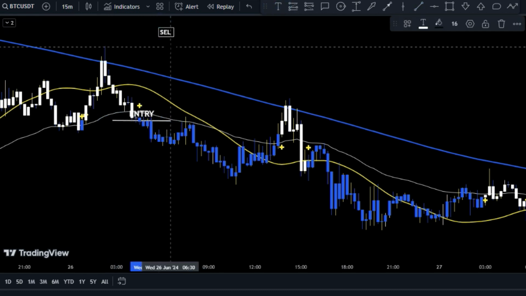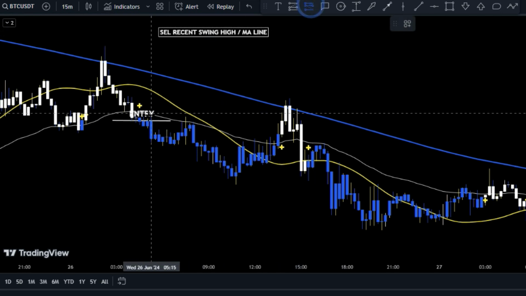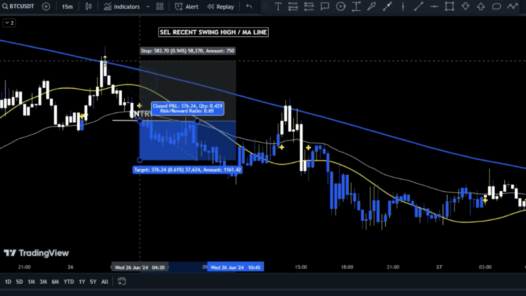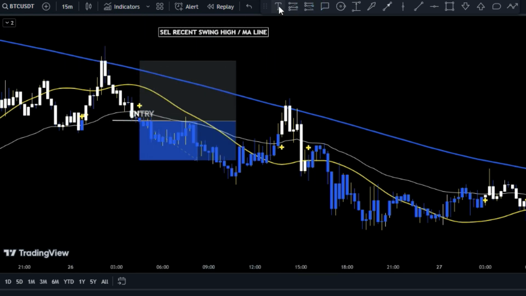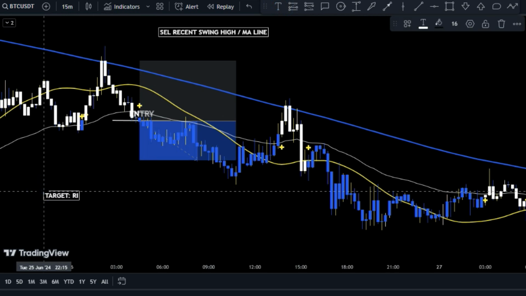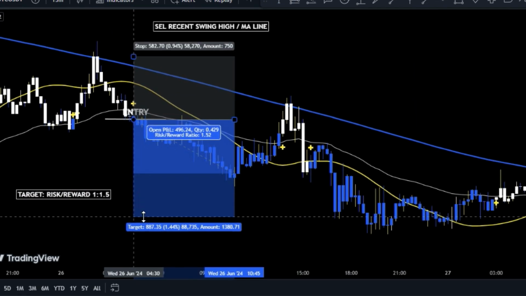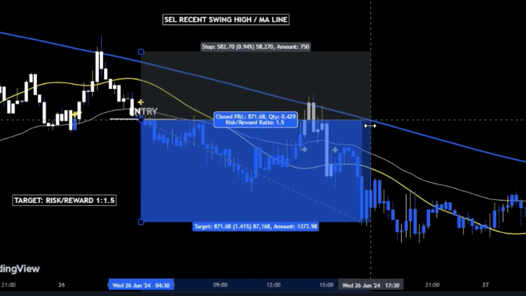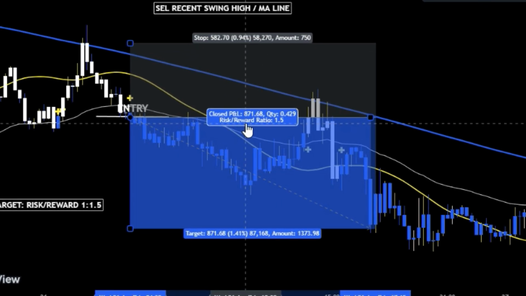After entering the trade, set a stop loss just above the recent swing high or one of the moving averages, depending on your risk tolerance. This will help limit the potential losses should the trade not go as anticipated. For profit targeting, set your trade target using a risk-reward ratio of 1 to 1.5, ensuring a well-balanced approach between potential profits and risk management.